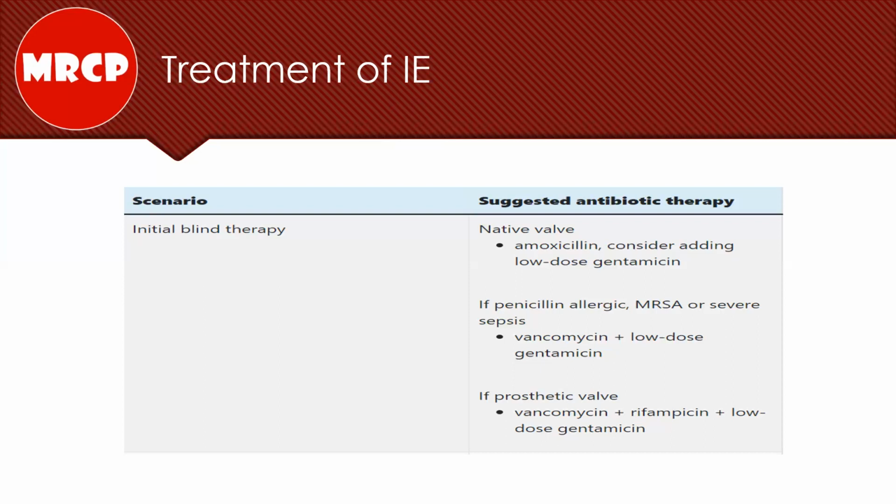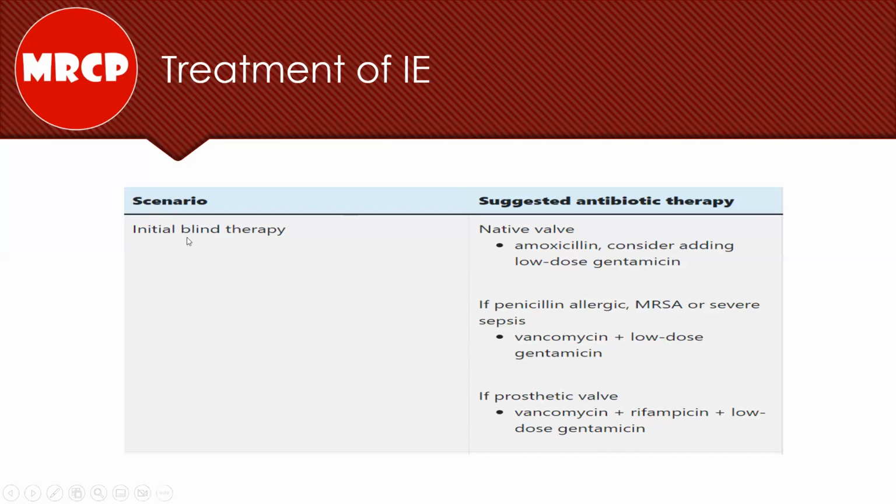First of all, you have to know what is the initial blind therapy. If we have a native valve, our initial therapy will be amoxicillin, and we would consider a low dose of gentamicin. Amoxicillin with low dose of gentamicin. If the patient is penicillin allergic or has MRSA or severe sepsis, we can use vancomycin and low dose gentamicin. But if we have a prosthetic valve, we give vancomycin from the start with rifampicin, and we keep the low dose gentamicin.